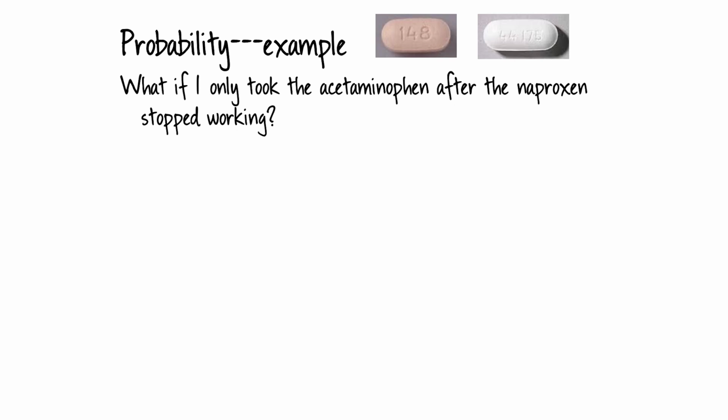Can we put this in terms of a question about probability? What am I asking now? X plus Y is less than 3. That's right. It's the probability that X plus Y is less than 3, because I take the naproxen, and as soon as that stops working, I take the acetaminophen. So I'm asking whether the sum of the two lengths is less than or equal to 3.